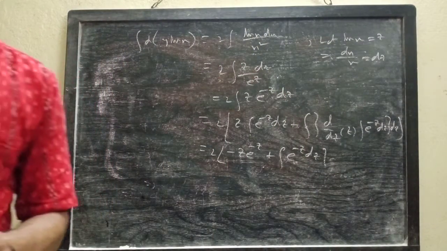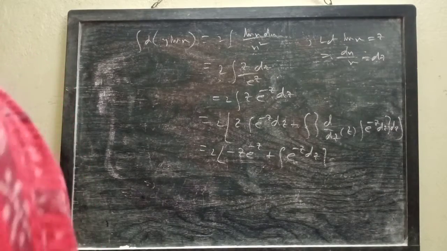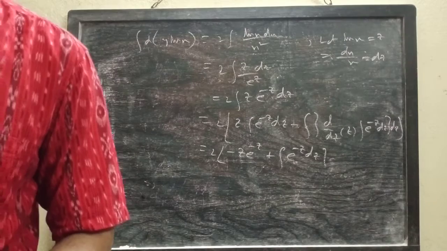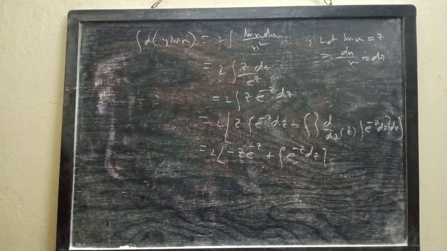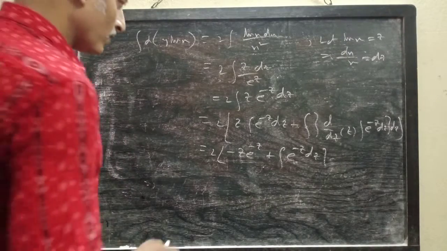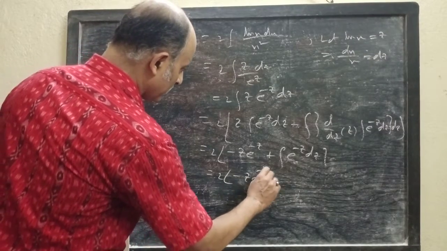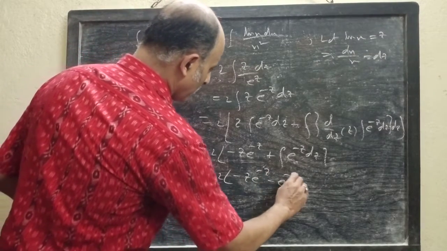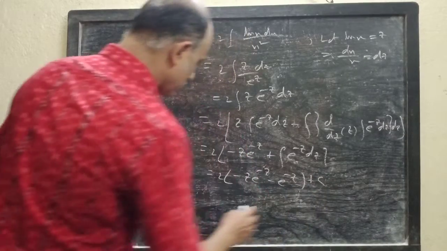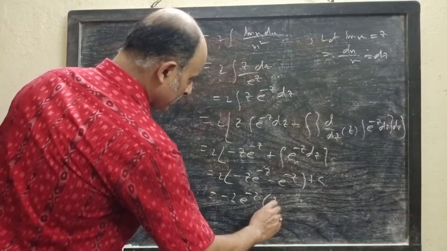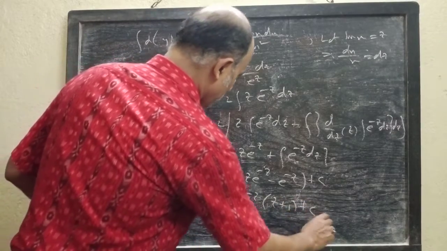Let me change my chalk. This becomes twice integration minus z e to the power minus z minus e to the power minus z plus c. So you can write minus 2 e to the power minus z into (z plus 1) plus c.